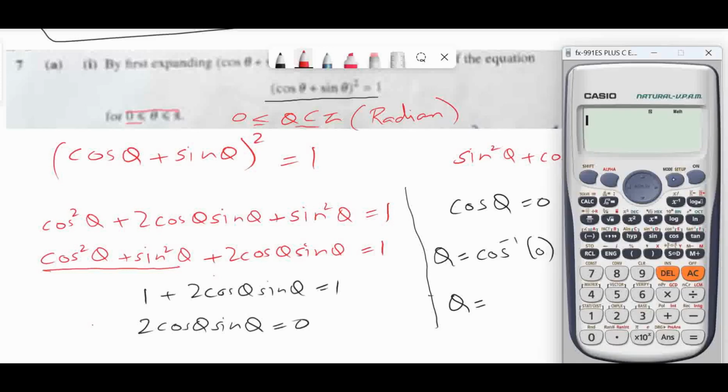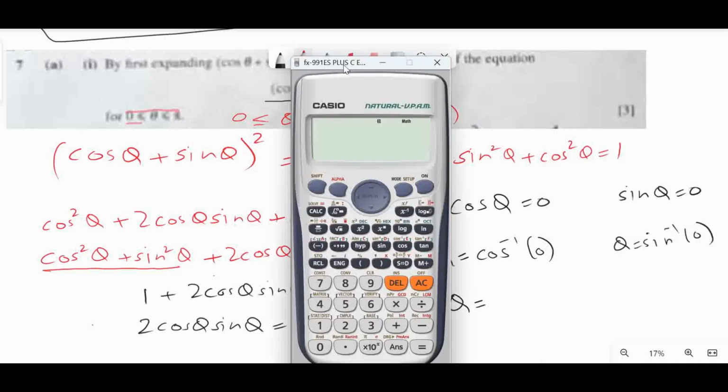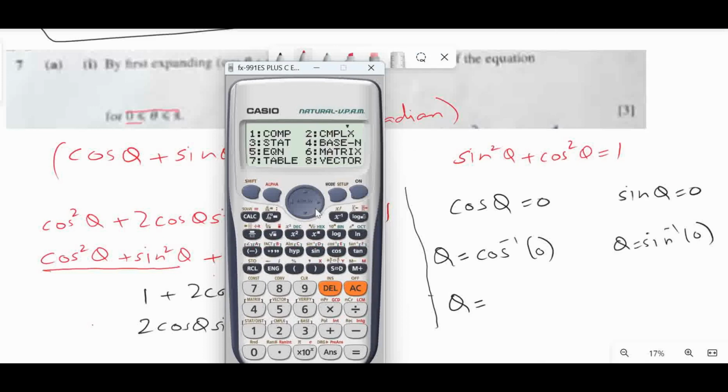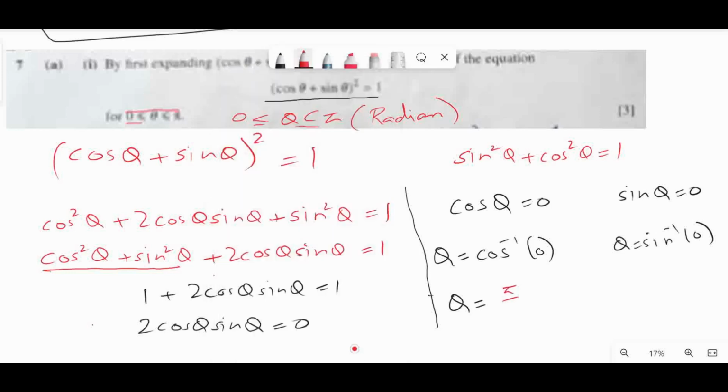Mostly students must have missed this in the paper. So we can say you have to first convert the calculator to radian mode. So here the radian is at 4. Now the calculator is in radian mode. So shift cos inverse of 0. This will be equal to 1 by 2 pi, or pi by 2. So we can write it over here, pi by 2.